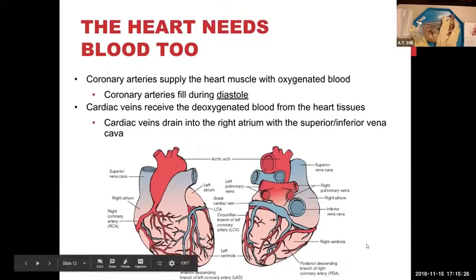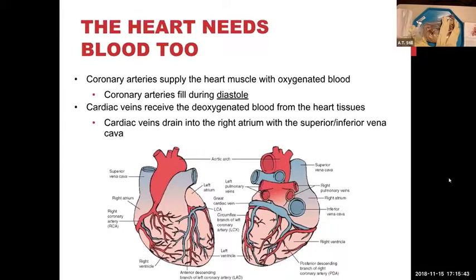And then just one big vessel that I wanted to point out on the heart is this artery here called the left anterior descending artery. And this is the artery that is most commonly affected in a heart attack.